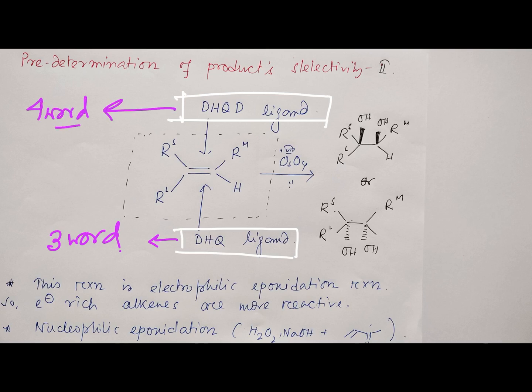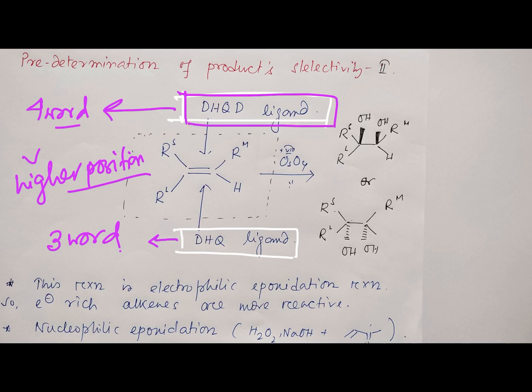We know 4 is greater than 3, so you may consider 4 to be in a higher position than 3. If it is higher, we can say it is on the top. So if you see this 4-letter ligand, think that the hydroxylation will be on the top side. And if it is a 3-letter ligand, 3 means down, so this must be on the down face. In this way the reaction will occur.